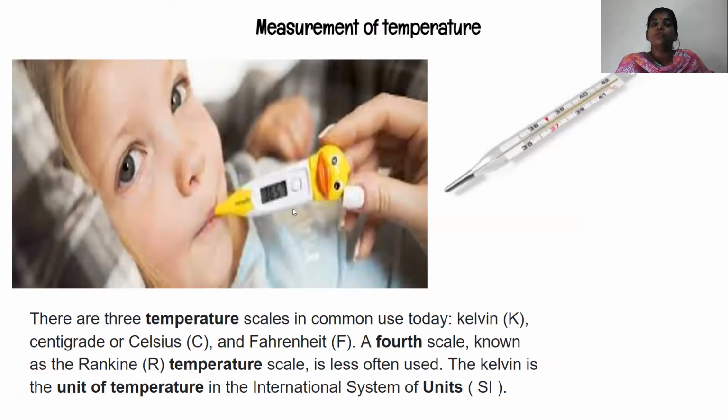What is the instrument called? It's called a thermometer. In olden days, they used this type of thermometer, which is called a mercury thermometer, where you can see the rise of the mercury showing the temperature, right? Nowadays we have digital thermometers, which show the number directly, whether it is in Fahrenheit or in centigrade.